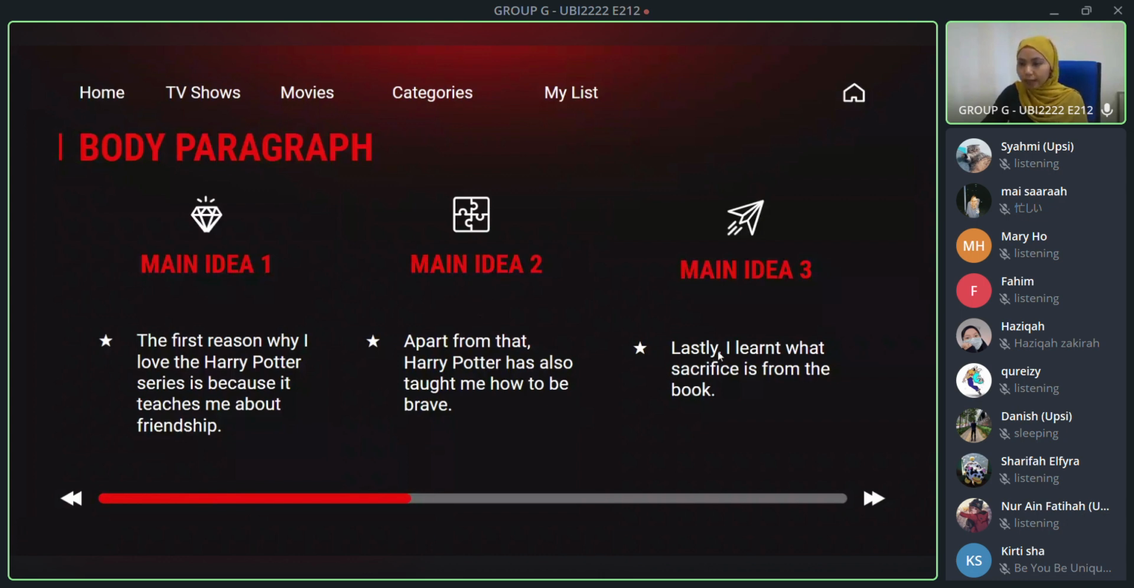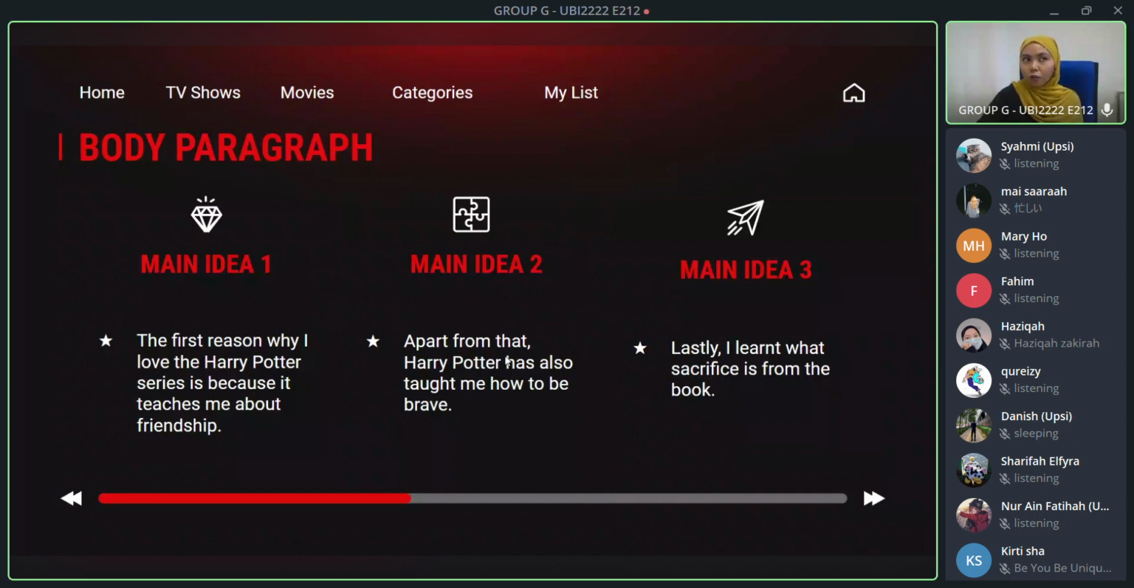And lastly, I learned what sacrifice is from the book. The mother, no, not killed herself, but she protected him or things like that, okay? So everything about sacrifice is in the third main idea. So these phrases, the first reason, apart from that, lastly, are all transitional phrases. Without transitional phrases, the readers don't know whether they have changed course or not. Are we still in main idea 1, or have we already changed to something else?